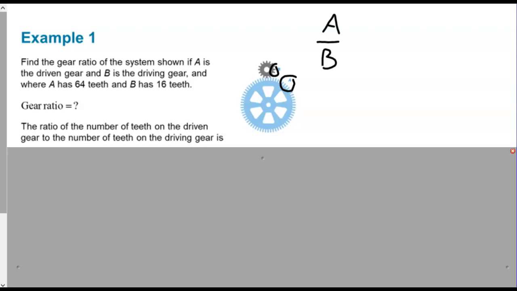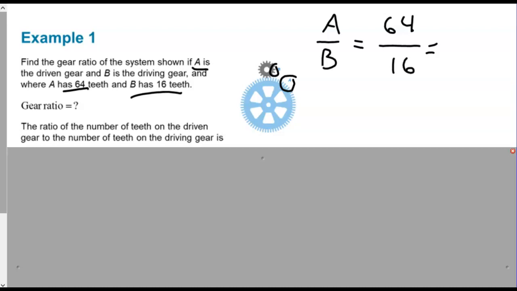Now it's going to be simple substitution. We'll say gear A has 64 teeth and gear B has 16 teeth. Okay, so now that we know the ratio of the number of teeth on the driven gear and the driving gear, and we've got it set up as a ratio, we can go ahead and reduce this.